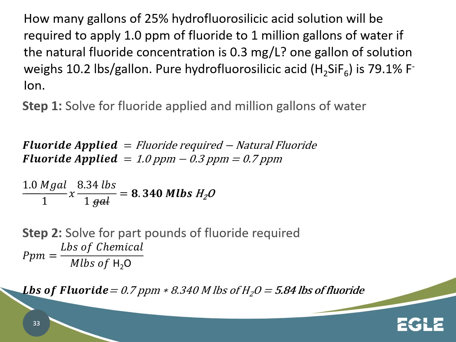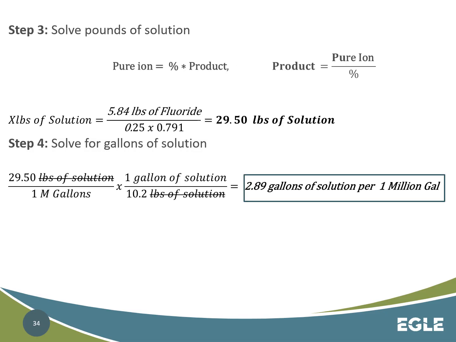So we write down both of our part per million equations. We're looking to find the pounds of chemical, or pounds of pure fluoride. We multiply the 0.7 by 8.34 million pounds of water to give us our pounds of pure fluoride. The next part of the process, you want to ask yourself, am I going from product to pure ion, or from pure ion to product? What is the problem statement asking me? We have to find pounds of solution to find gallons of solution overall, so we are going from pure ion to the product.